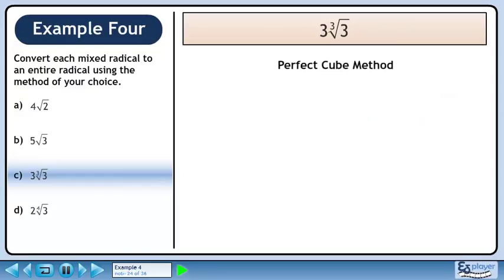Now we'll use the perfect cube method. Rewrite 3 times the cube root of 3. The coefficient of 3 can be written as the cube root of 27. Multiply the radicals to get the cube root of 81. This is the entire radical.